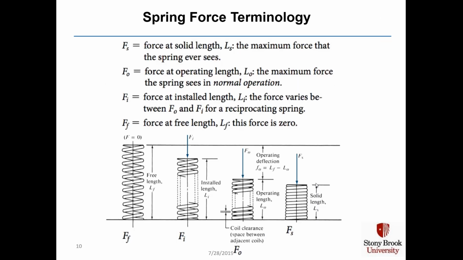Here's the spring force terminology. F sub s is the force at the solid length, meaning you compress the spring to its smallest height possible. F sub 0 is the force at operating length L sub 0. It's the maximum force that the spring sees in normal operation. F sub i is the force at the installed length. In this case, the installed length is greater than the operating length, and the force varies between the installed length and the operating length. F sub f is the force at the free length L sub f, and for a compression spring, this force is 0.